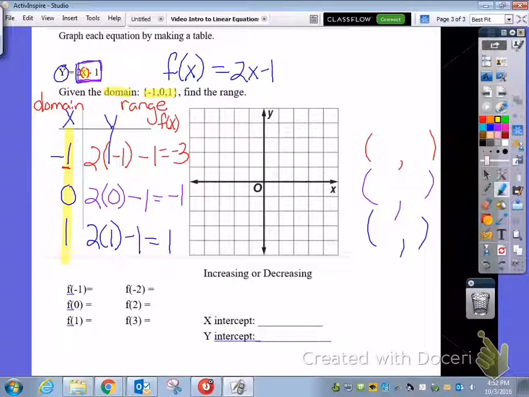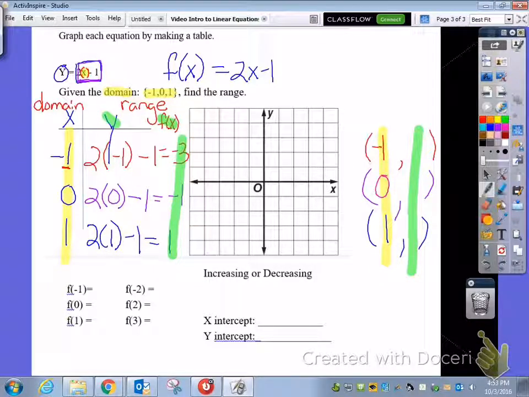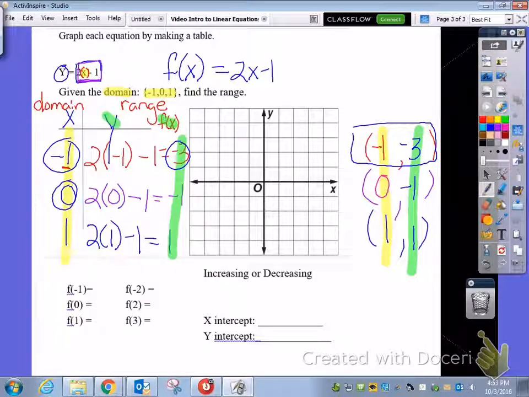Remember, the domain always goes in the x value. So in the first one, I have negative 1. In the second one, I have 0. And in the last one, I have positive 1. Well, the range is your answers. That is your f of x. That is your y. So that is your second column. So negative 3, negative 1, and positive 1. Okay? So that's where I got those values. Negative 1 goes with negative 3. That's what this is right here. Okay? That's where you get them from. 0 goes with negative 1.